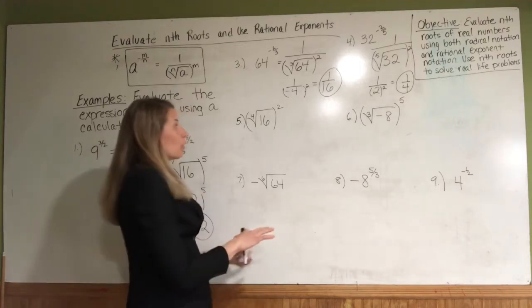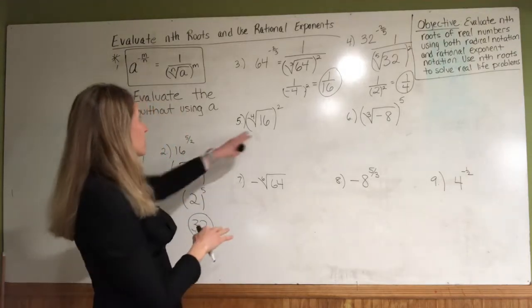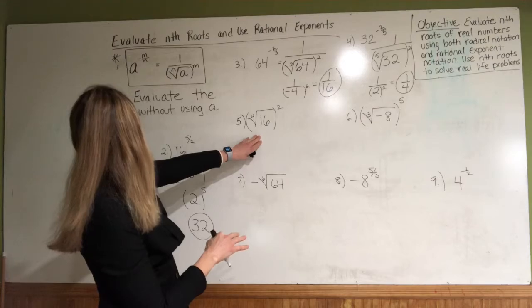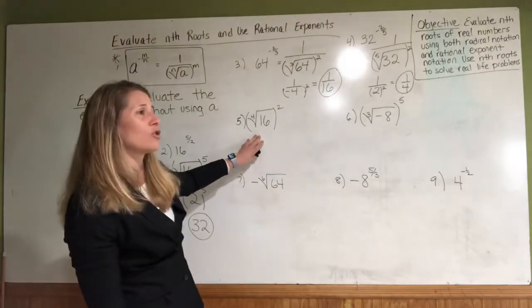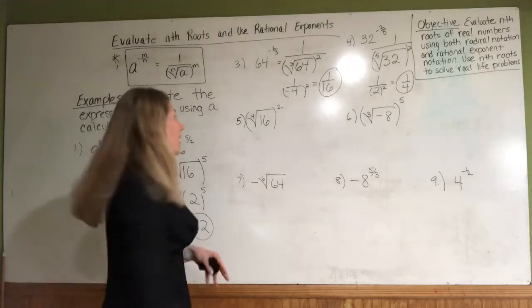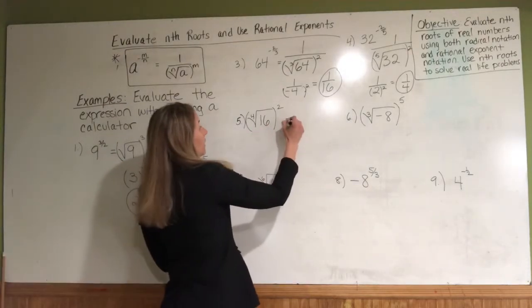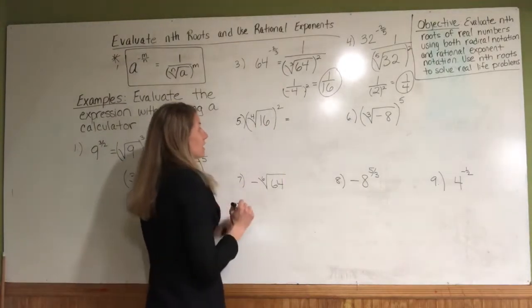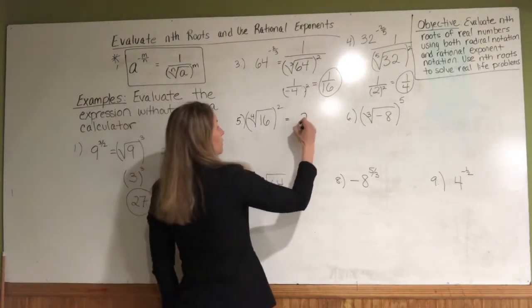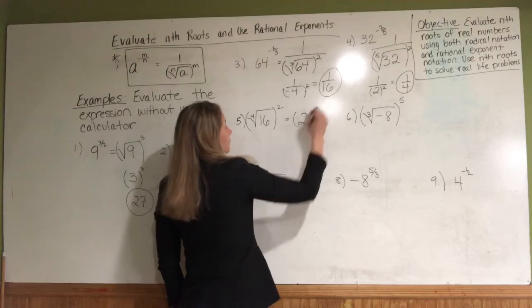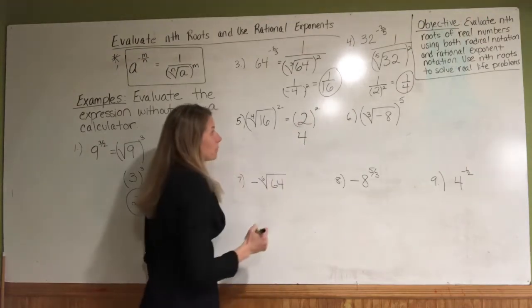Okay, so now this one's already written. It says evaluate the expression without using a calculator, so I wouldn't want to put it in rational notation here because that's actually less advantageous to me to do it in my head. So I'm just going to go ahead and work it out. The 4th root of 16 would be plus or minus 2, but we're just going to work with the principal root, which is positive 2. Positive 2 squared would be 4.